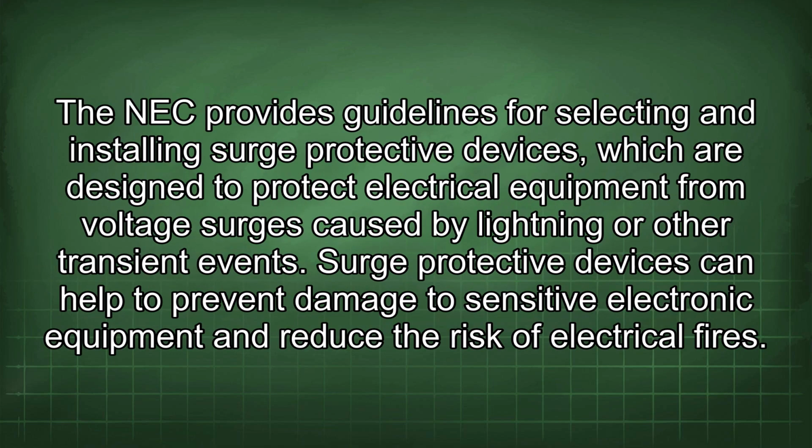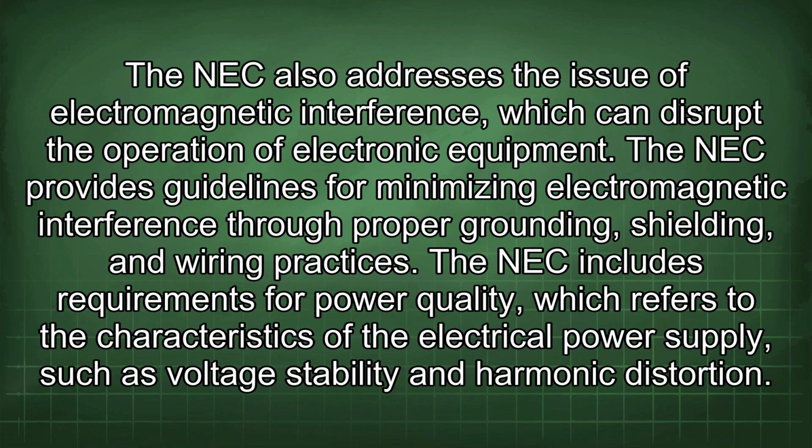The NEC provides guidelines for selecting and installing surge protective devices, which are designed to protect electrical equipment from voltage surges caused by lightning or other transient events. Surge protective devices can help to prevent damage to sensitive electronic equipment and reduce the risk of electrical fires. The NEC also addresses the issue of electromagnetic interference, which can disrupt the operation of electronic equipment. The NEC provides guidelines for minimizing electromagnetic interference through proper grounding, shielding, and wiring practices.